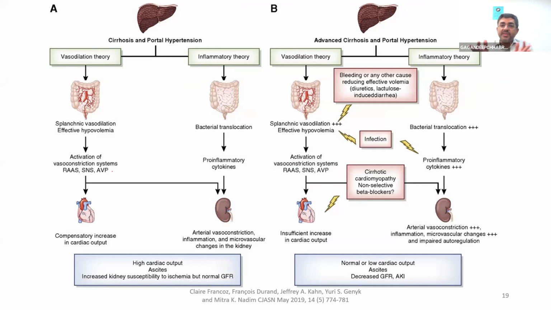Once these things get severe, the cirrhosis gets advanced, and the other things get more severe, then there is a low to normal cardiac output, ascites increases, and the GFR may decrease. Acute kidney injury may be precipitated because of more arterial vasoconstriction, more inflammation, more microvascular changes, and damage to the autoregulation of the kidney. So that is what actually leads to precipitation of acute kidney injury, or renal dysfunction I should say, in a patient with liver disease.